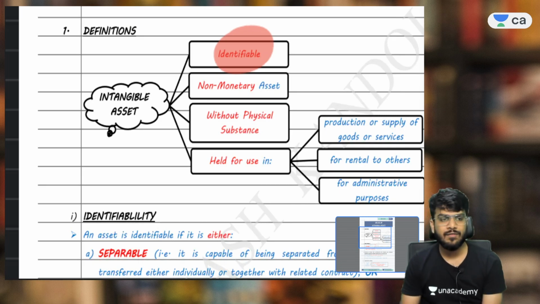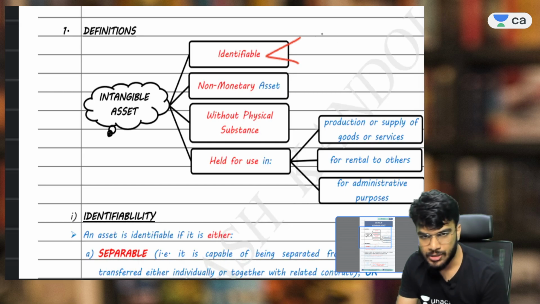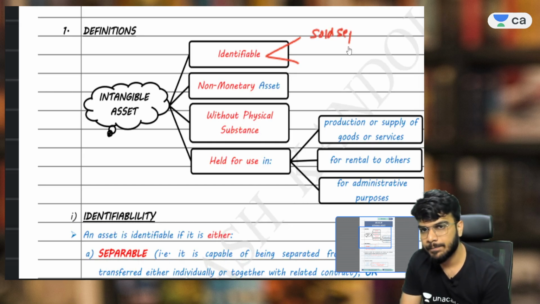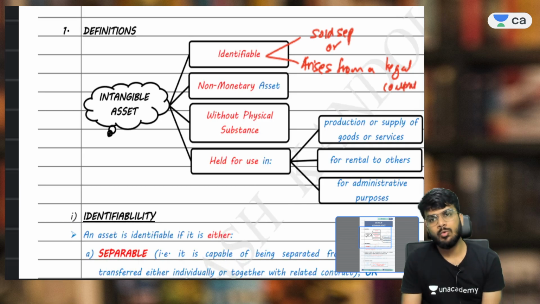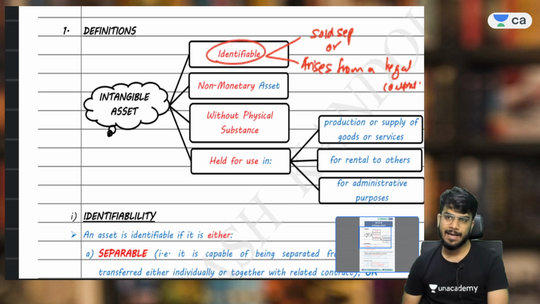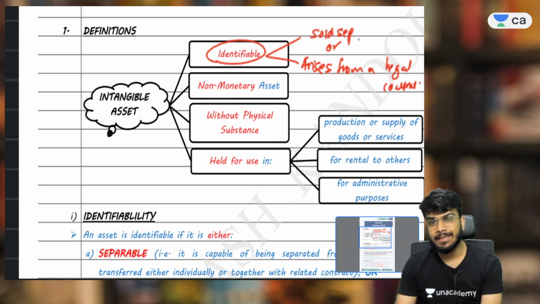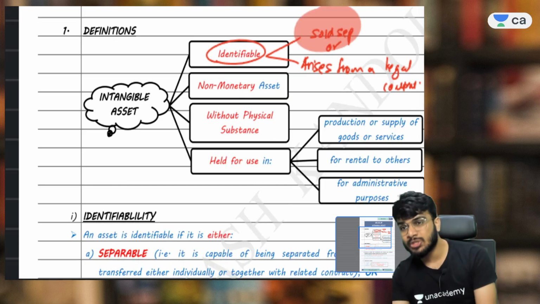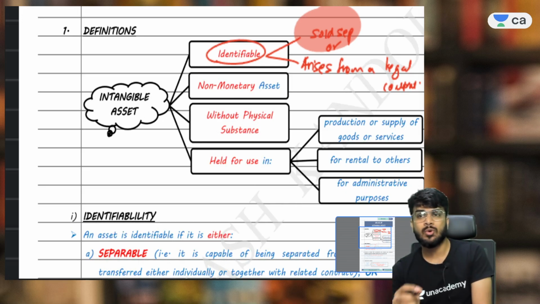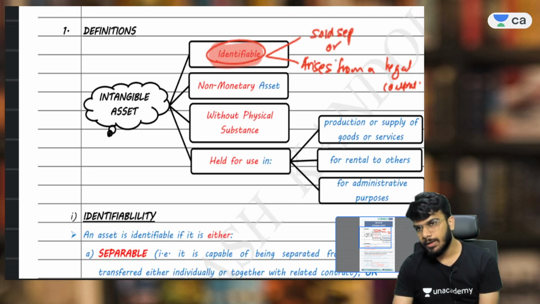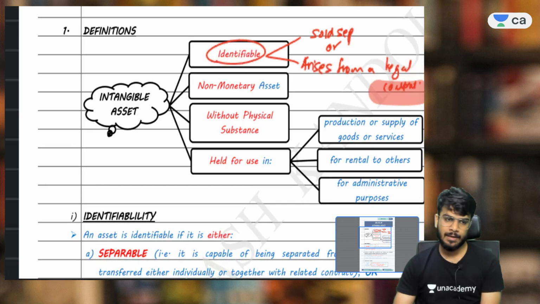What is the meaning of identifiable? An asset will be identifiable if it meets any of the following conditions: if it can be sold separately, or if it arises from a legal contract. If any of the two conditions are met, the asset will be treated as identifiable, right? If you can sell that particular intangible separately, it is not necessary to sell it, but if it has the capacity to be sold separately, it is identifiable. Or if it arises from a legal contract, it is identifiable.